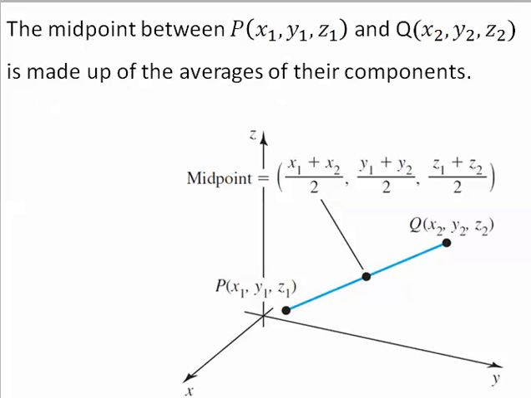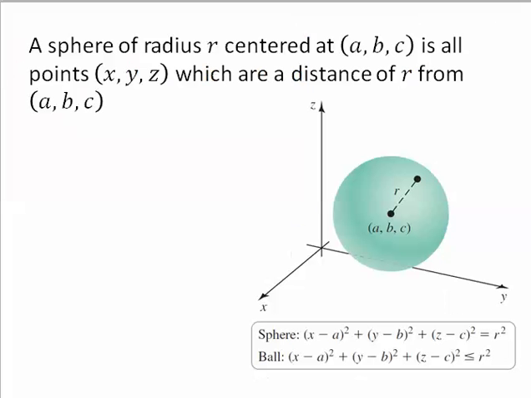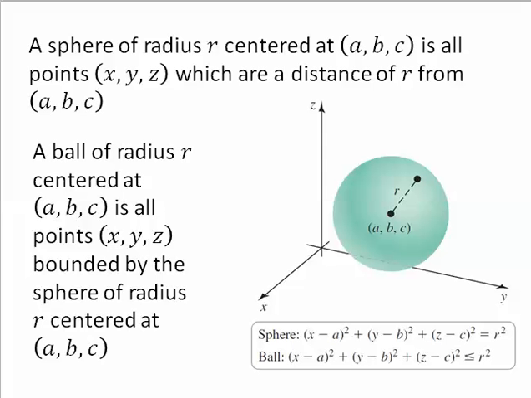The midpoint between P and Q is made up of the averages of their components. And finding the distance from P to Q requires 2 uses of the Pythagorean theorem. We use the Pythagorean theorem to find the equation of a sphere and the inequality that represents the ball.